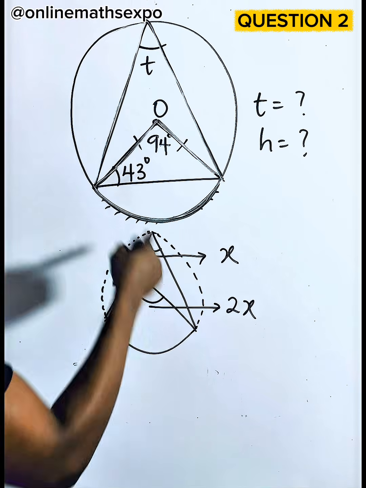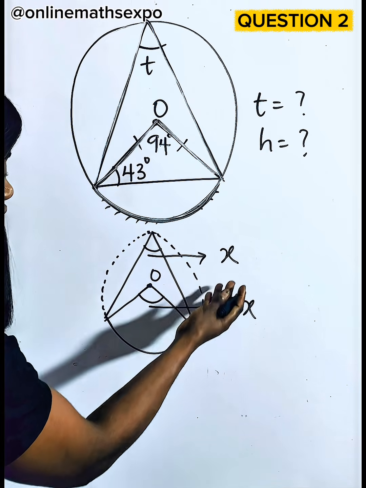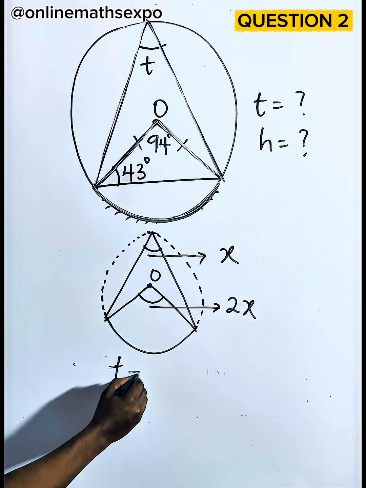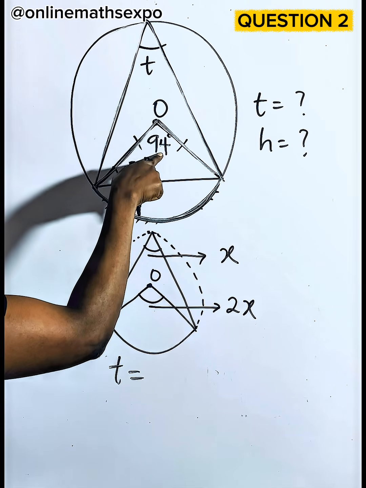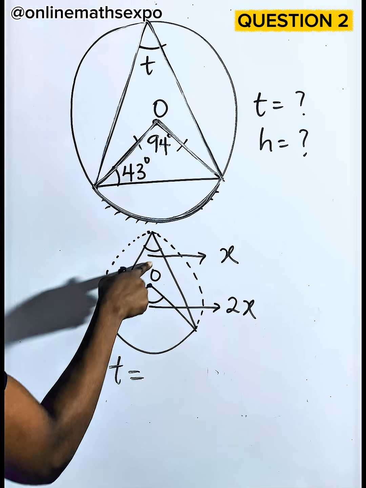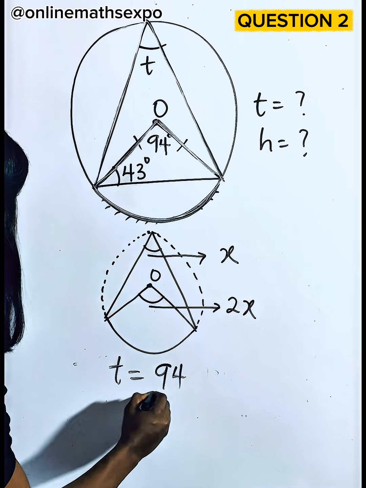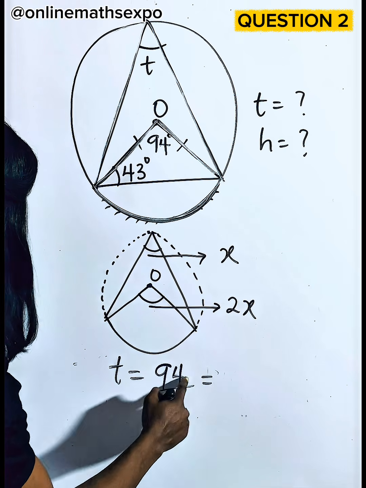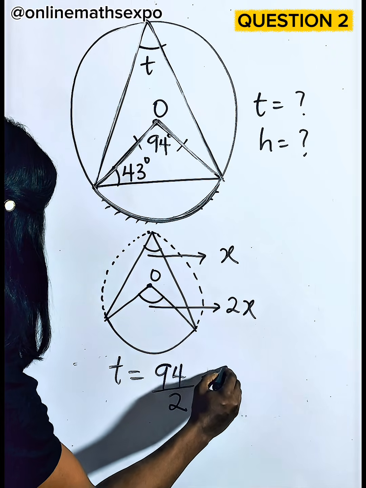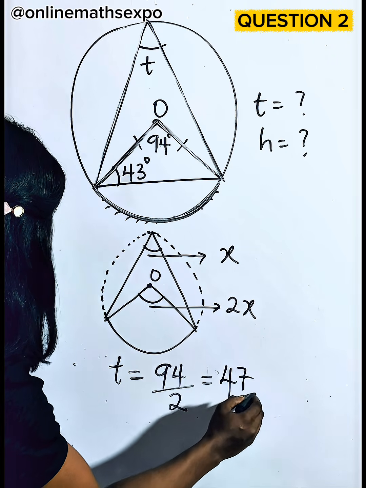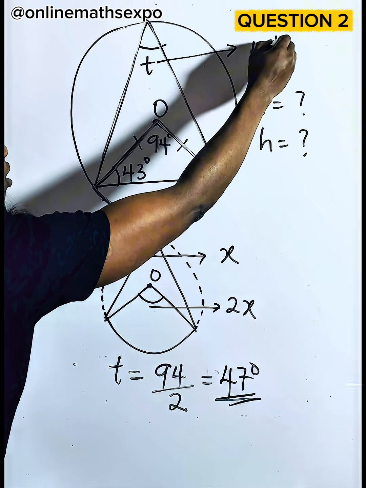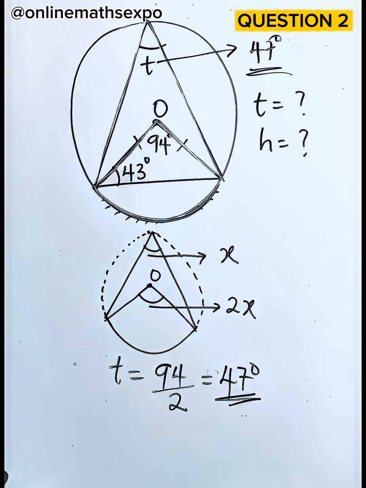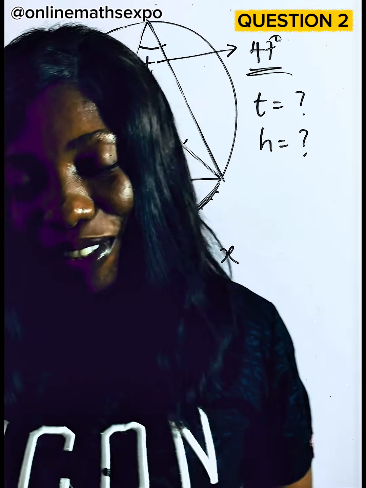So to find T, obeying what you have stated here as the theorem, we can say that angle T is equal to, if here is T and here is 94, to get this value, we are going to divide 94 by 2. And when you divide 94 by 2, it gives us 47. And that is the value of angle T. So we have 47 degrees. Our reason is angle at center is 2 times angle formed at any part of the circumference.